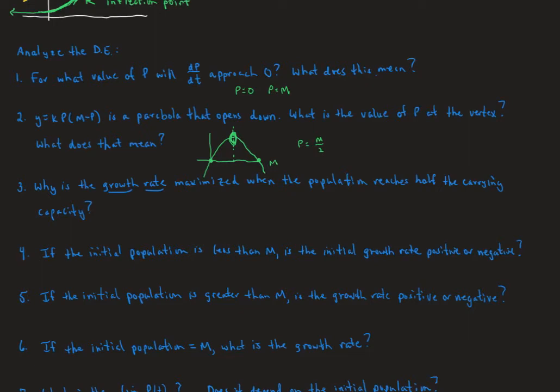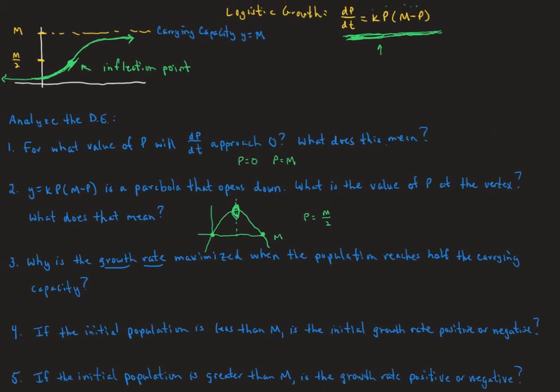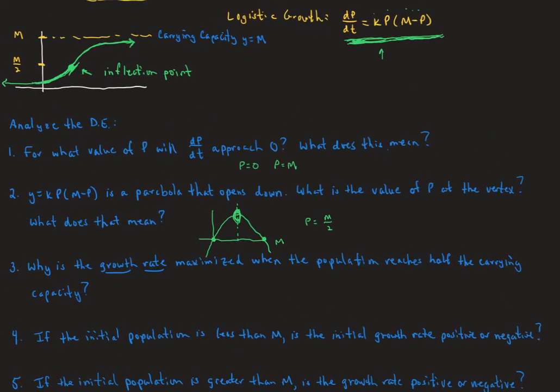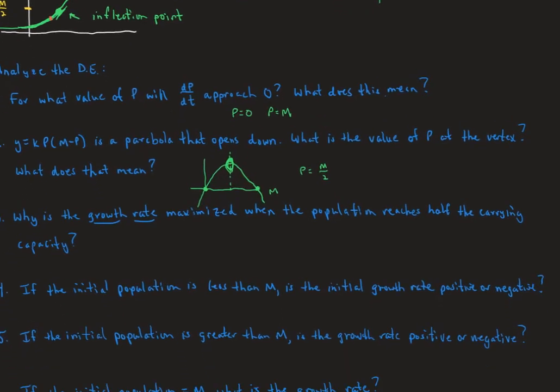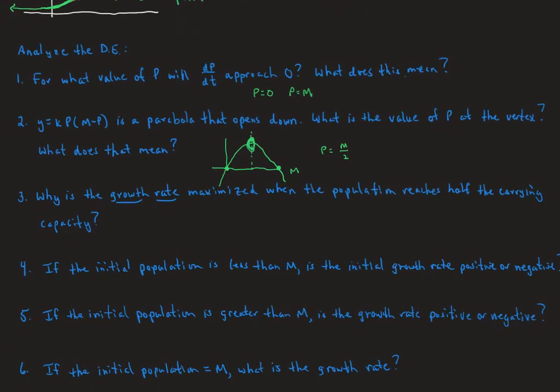Now, if the initial population is less than M, is the initial growth rate going to be positive or negative? So if we imagine that you jump into this graph and you start somewhere that is below the carrying capacity, then you can see that our growth rate is going to be positive. It's going to be increasing there. Our population is going to be increasing.